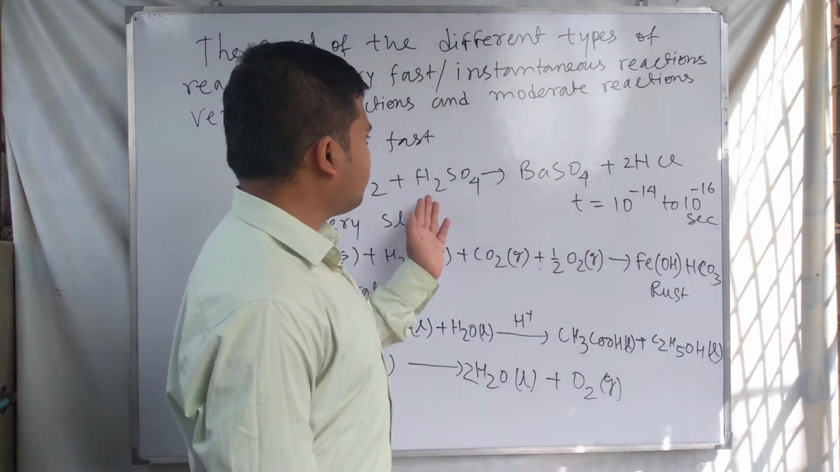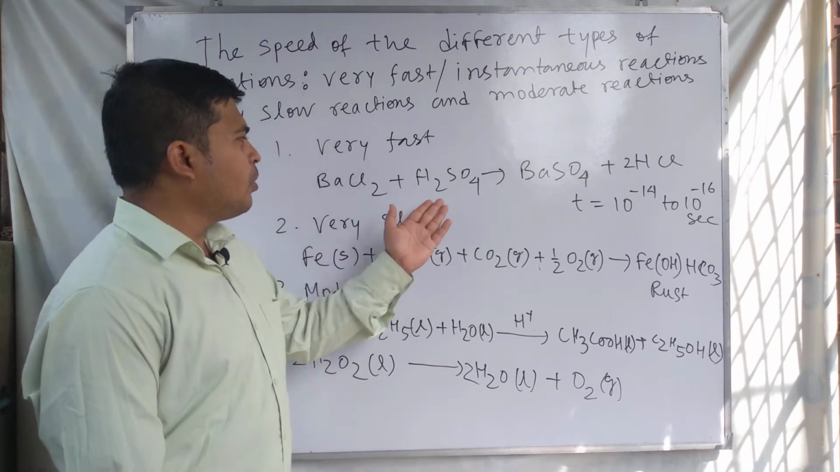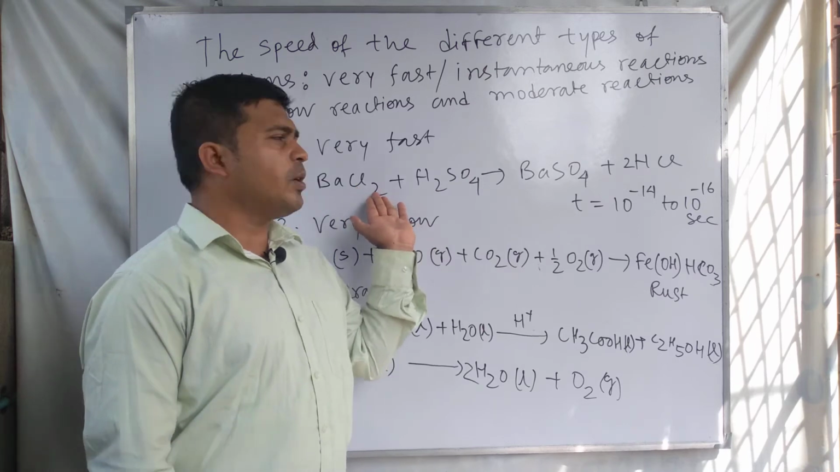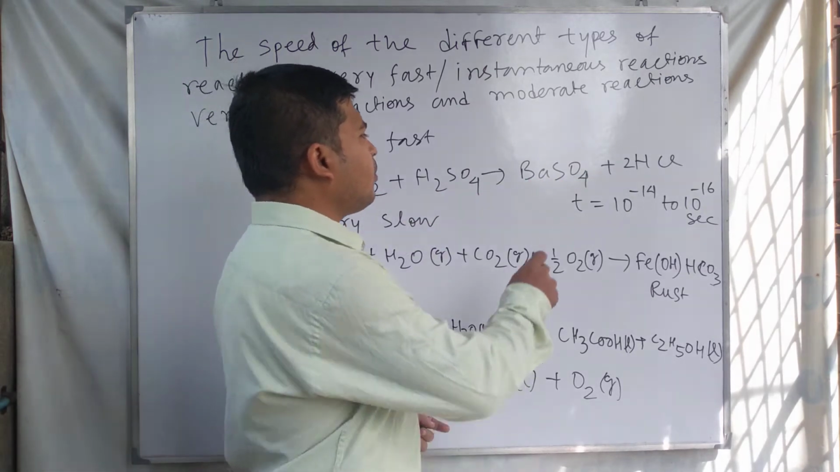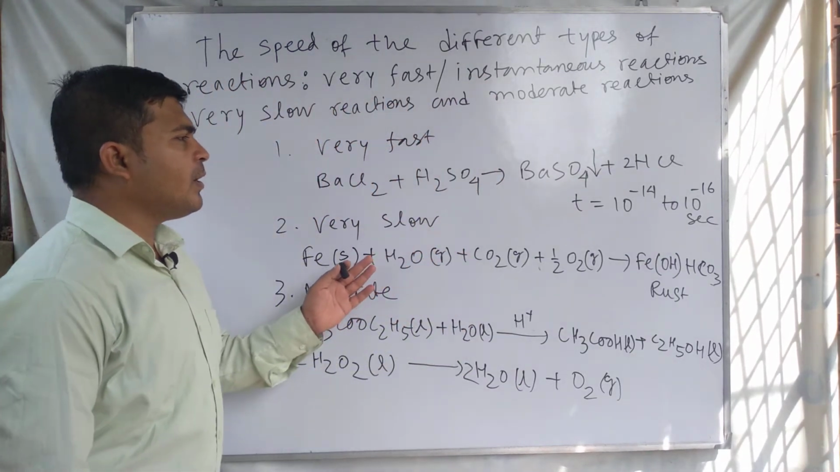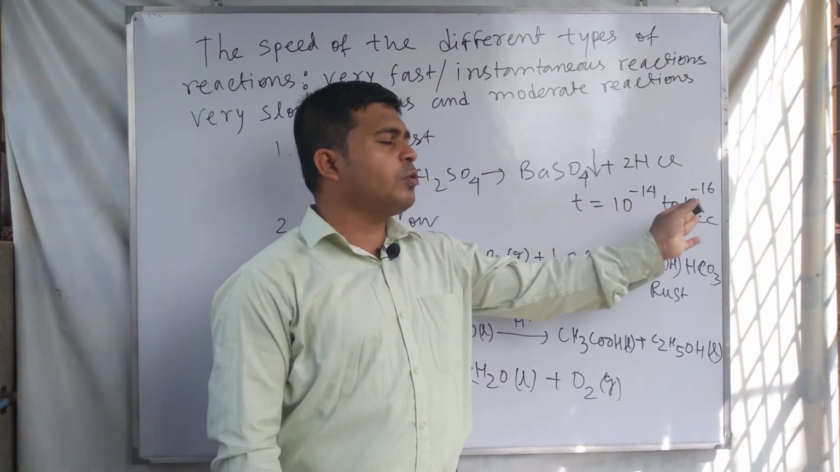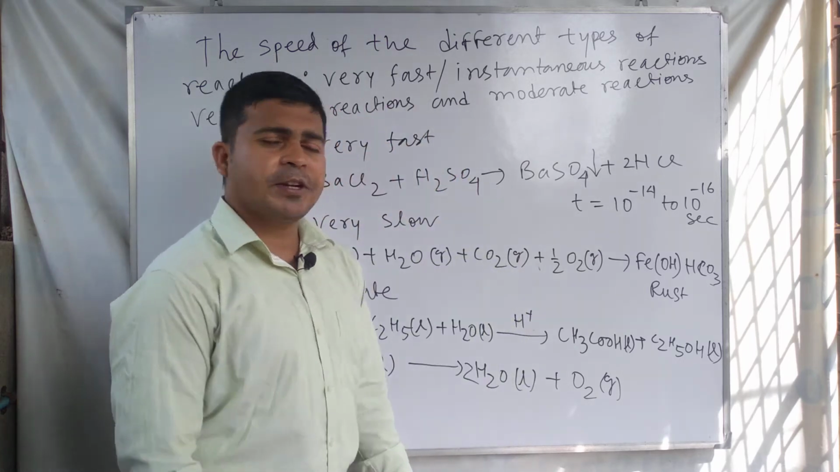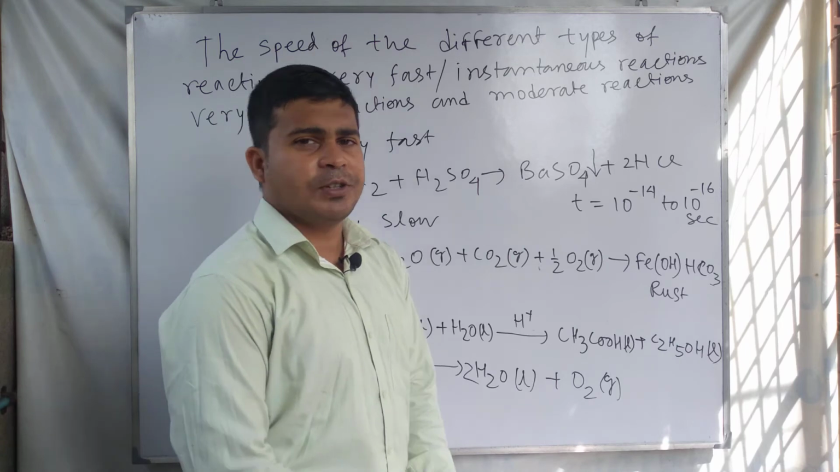For example, look at these reactions. Barium chloride solution is added to sulfuric acid solution, or sulfuric acid solution is added to barium chloride solution. In this case, barium sulfate precipitate and HCl are formed. Look at the time: 10 to the power minus 14 to 10 to the power minus 16 second. Within this time period, the reaction gets completed. This type of reaction is called a very fast reaction.